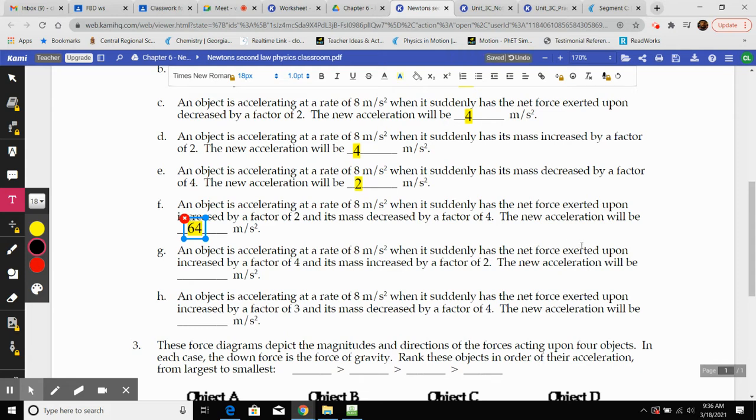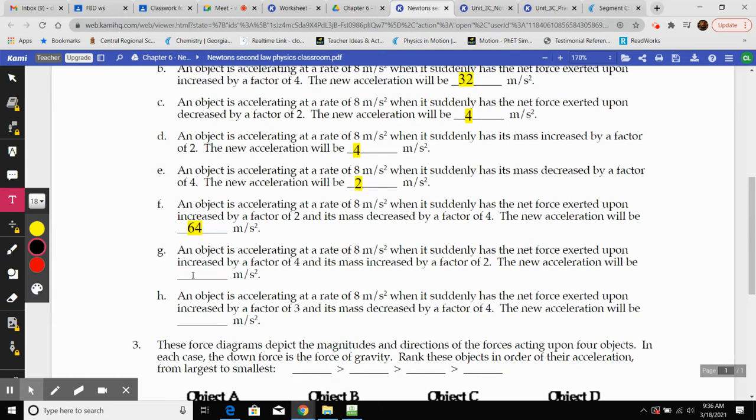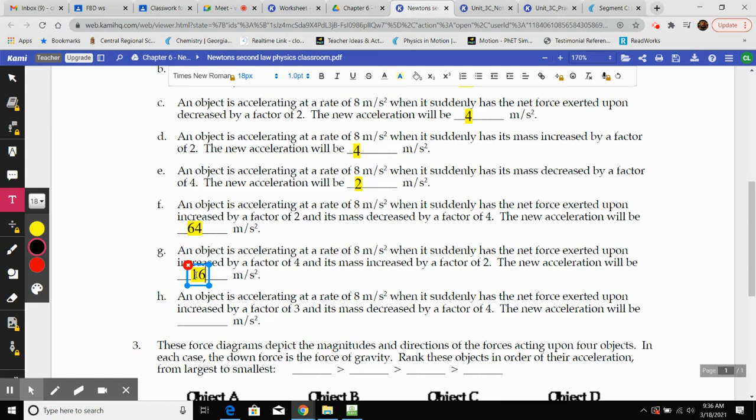Okay, so now what happens? We're at 8. Net force increases by 4. So what would we do with the 8? 8 times 4, which is 32. But then it says the mass increases by 2. So now it got heavier. So it should be harder to push, right? So remember, we do it the opposite with the mass. So if its mass is increased by 2, we're going to divide by 2. So 32 divided by 2, 16. Is that making sense?